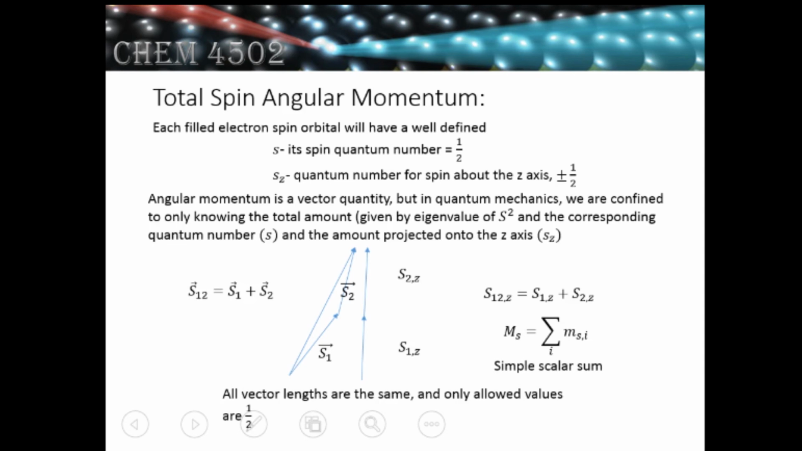And then once we know that M sub S, we can have a guess, or we can determine what the total possible values of capital S are, because they have to be greater than or equal to the absolute value of M sub S. Once we have all of that information, we can determine our term symbol, and we'll work through how to do that. And then we can determine which term symbol is going to be the lowest energy by using Hund's rules.